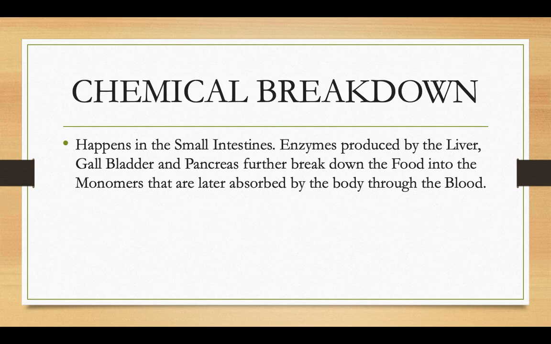Next is chemical breakdown. It happens in the small intestines. Enzymes produced by the liver, gallbladder, and pancreas further break down the food into monomers that are later absorbed by the body through the blood.